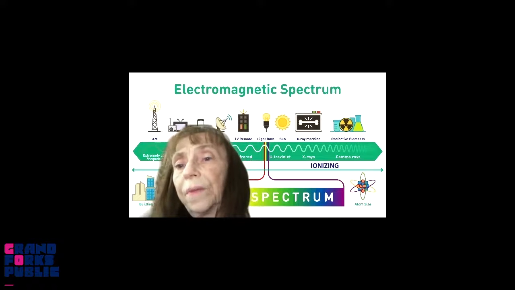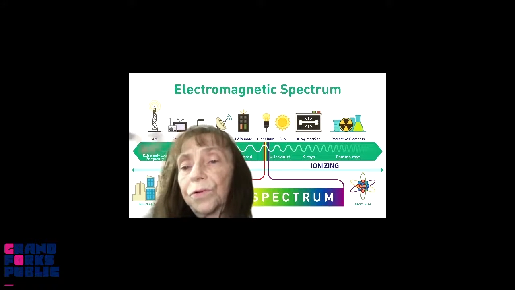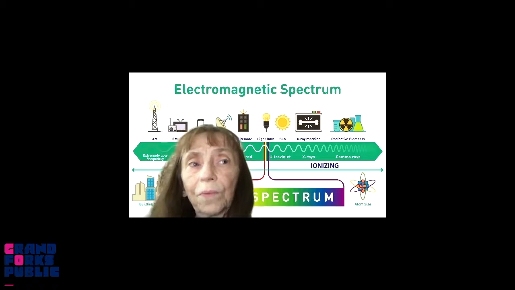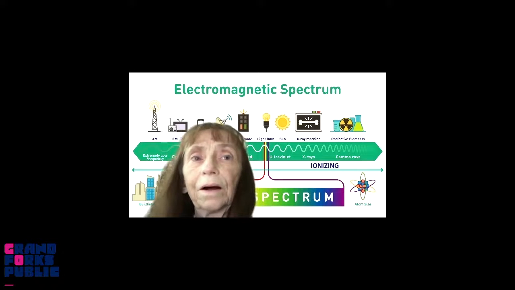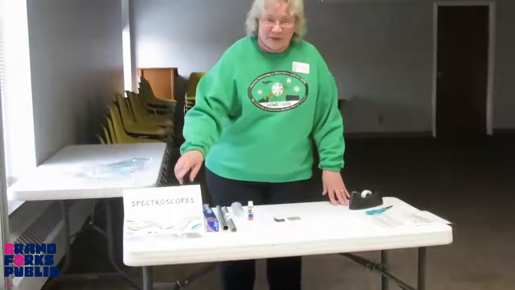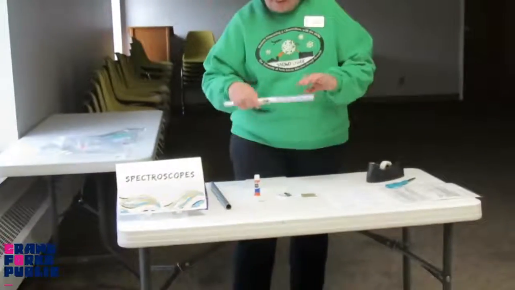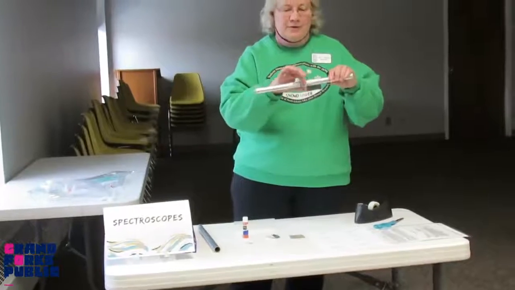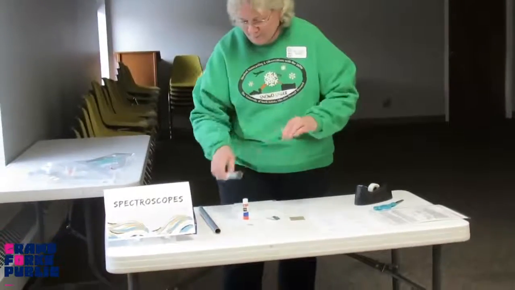So today you're going to make a spectroscope, which divides visible light into the 7 colors of the rainbow. Each color has a different wavelength. To make a spectroscope, you're going to want them to tape on the spectroscope graphic first.